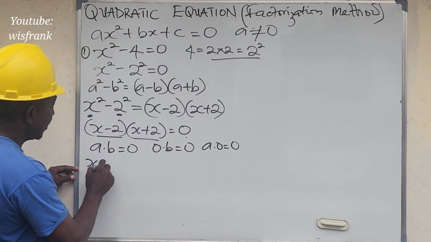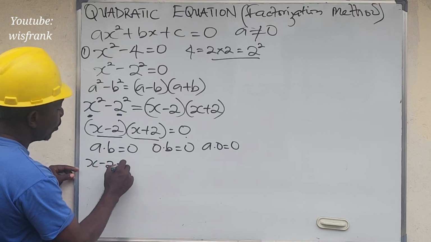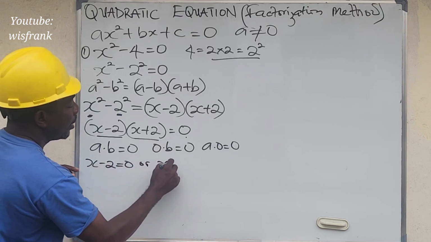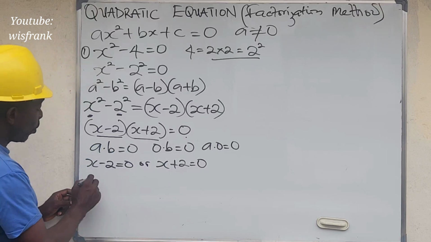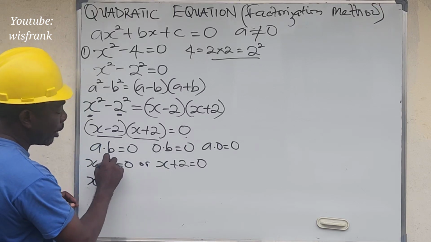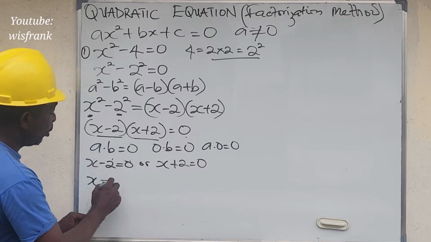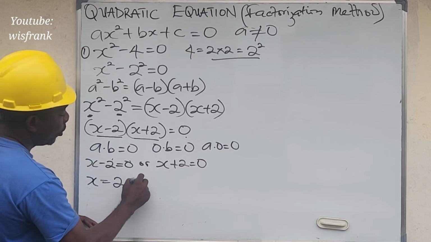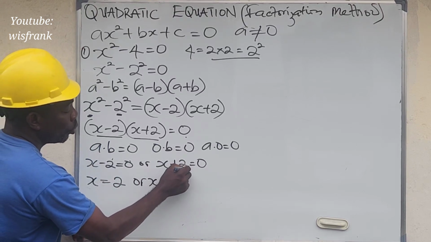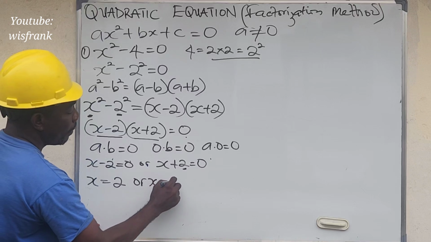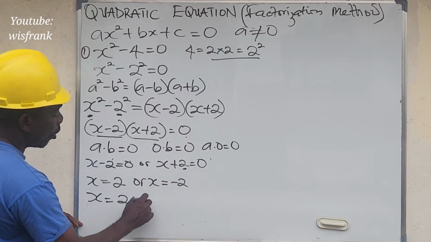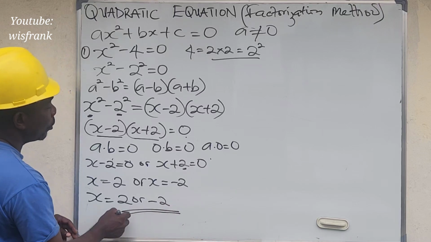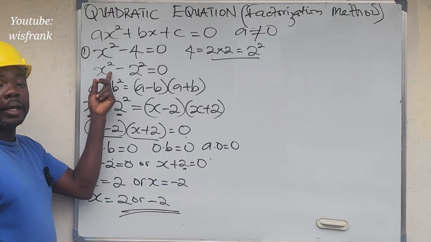So let us set one after the other. We have x minus 2 equals 0, or we have x plus 2 equals 0. From the first one, we have x equals, when minus 2 transposes to the other side, it becomes 2. Or we have x, when 2 transposes to the other side, it becomes minus 2. So the value of our x equals 2 or minus 2. This is the solution of the equation that we were given.